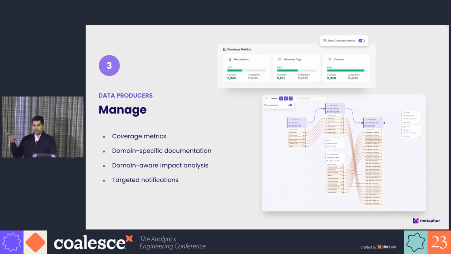When they understand what is within the domain or across the domains, they need to understand who the people depending on them are, and if they're planning to make any changes, how it impacts them and how they need to communicate to them, et cetera. And if they need to notify them, they should be able to send very targeted notifications to these people, giving them enough heads up.